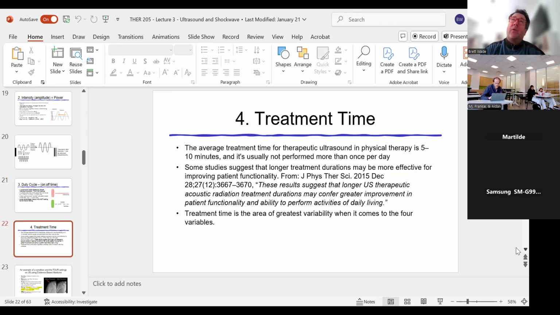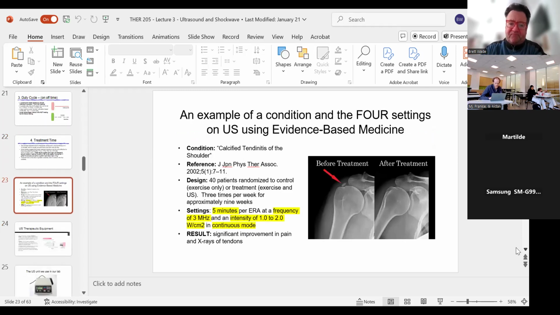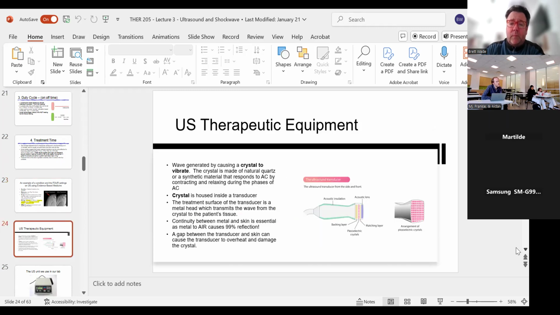Treatment time, I don't think I specifically have a question on, although again, it does fit in: the more acute it is, the less time you're going to have it on. Chronic, you're going to put it on a little bit longer, generally speaking. This is just a clinical case study. I don't have this clinical case study on the exam.